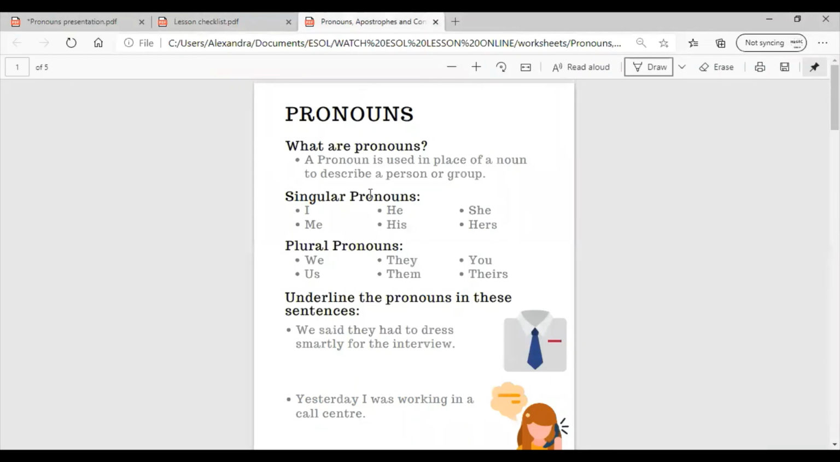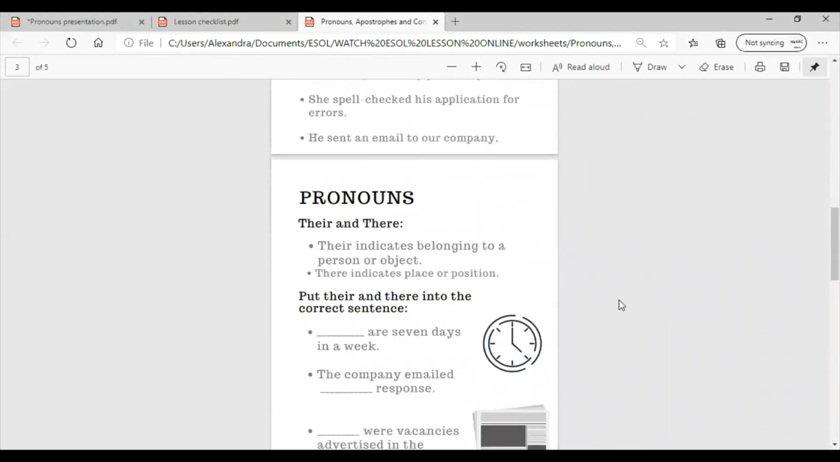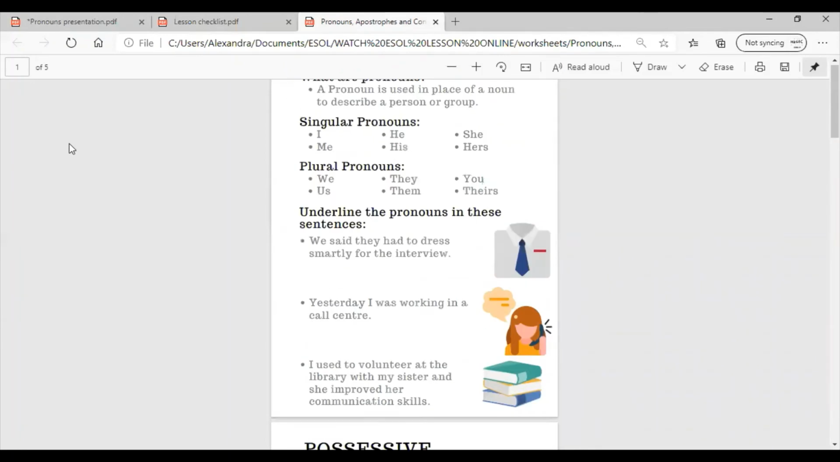You can do these pronoun worksheets from home. They've been sent in the email to you, but if you're also on Accelerate and have the ESOL booklet, you will have the worksheets to go through by yourself.